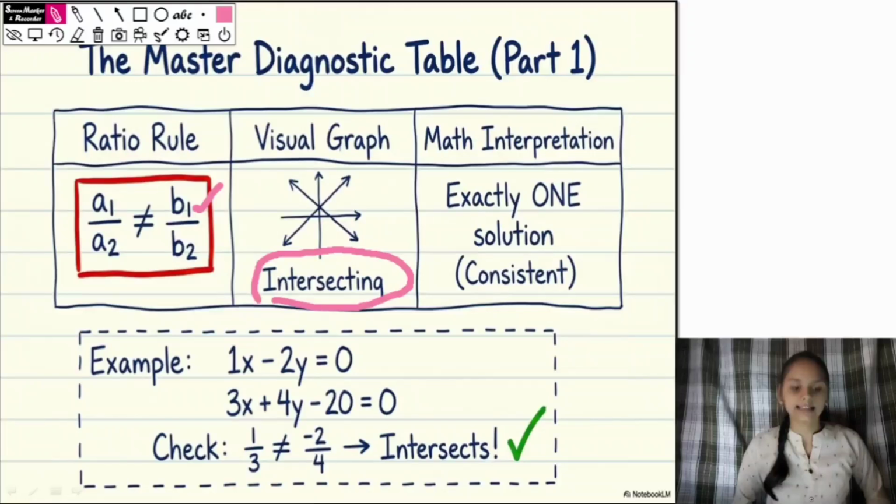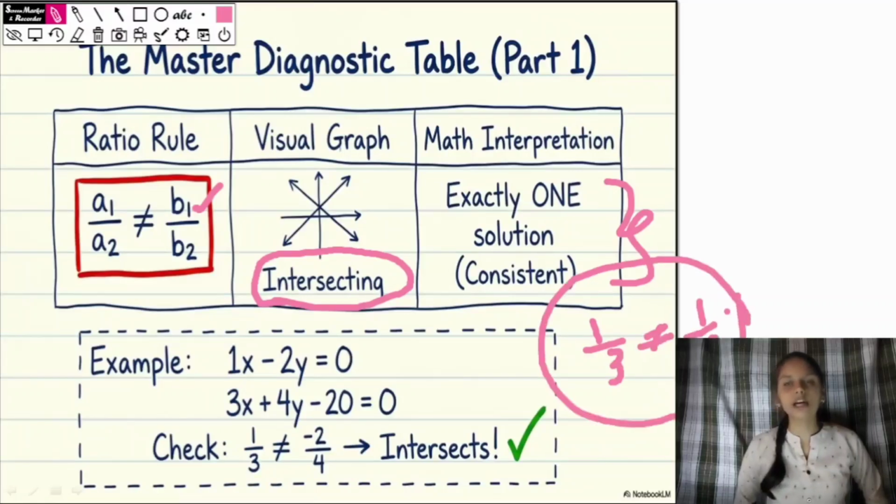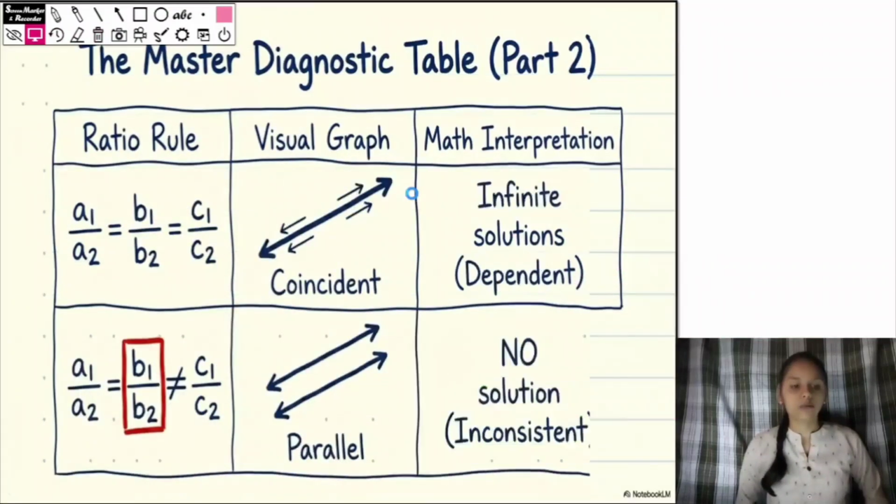If a1 by a2 is not equal to b1 by b2, it means the lines are intersecting, which has exactly one solution, and it is consistent. For example, x minus 2y is equal to 0, and 3x plus 4y minus 20 is equal to 0. Now check: 1 by 3 is not equal to minus 2 by 4, which is minus 1 by 2. They are not equal, which means the lines are intersecting. Try to understand this.